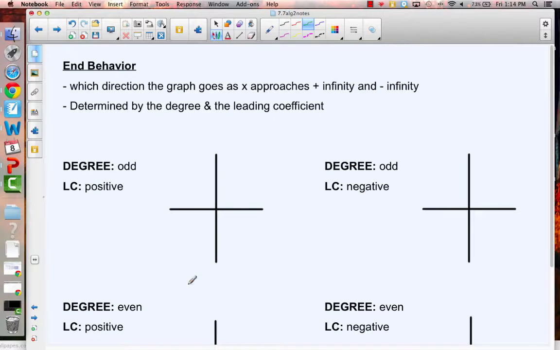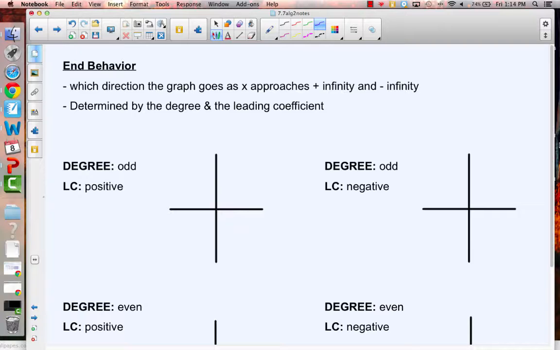Alright, so now we're going to talk about what's called end behavior. End behavior is extremely important in terms of graphing. So end behavior is basically which direction the graph goes as x approaches positive infinity, so as you go farther and farther to the right of the graph, and as you go to negative infinity, so farther and farther to the left. And there are basically 4 different cases that we're going to be working with, and you're going to want to be able to refer to this quite often, so make sure you put it in a handy spot. And it's all calculated by the degree and the leading coefficient. So you got to know what those two things are.